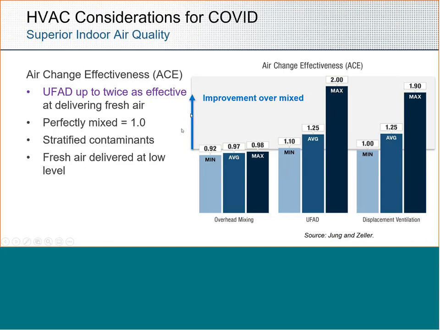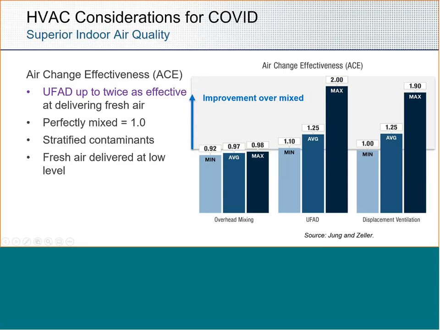So that's the 30,000 foot view of how it operates, and the demonstration of it. The air change effectiveness, which I mentioned earlier, is a little different than the zone air distribution effectiveness. Essentially what this is looking at is how quickly the supply air gets to the breathing zone compared to the time it takes for the supply air to get to the return.